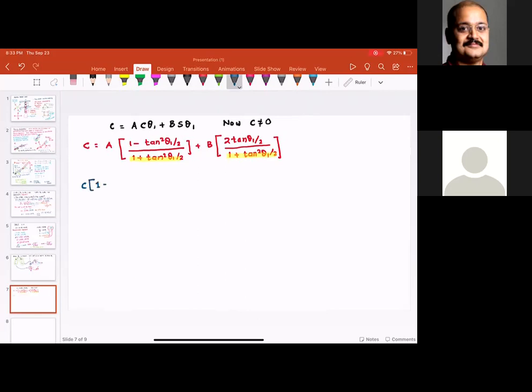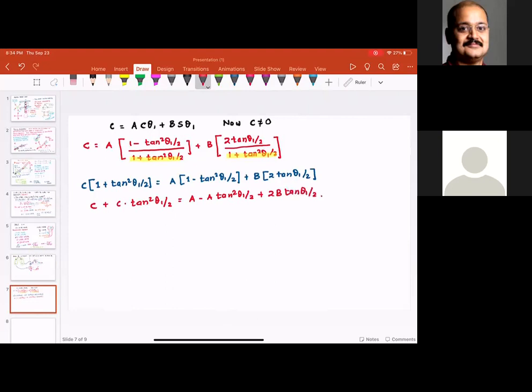C multiplied by 1 plus tan square theta 1 by 2 is equal to A times 1 minus tan square theta 1 by 2 plus B times 2 tan theta 1 by 2. Now I'm going to expand this equation completely. When I expand it, it becomes C plus C tan square theta 1 by 2 is equal to A minus A tan square theta 1 by 2 plus 2B tan theta 1 by 2. Now please note, C is known, A is known.